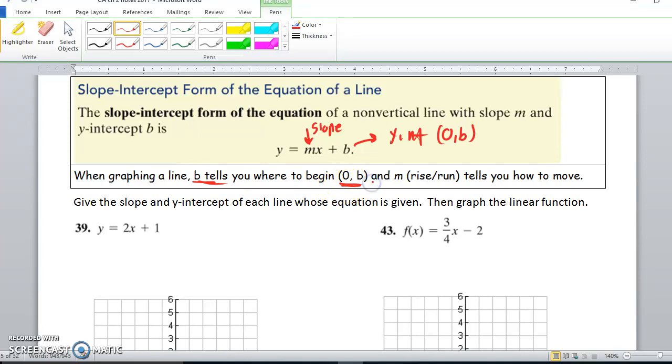So you can plot the y-intercept. And then you can use rise over run, which hopefully we're familiar with. And if not, we'll review it in just a second. So let's go ahead and try a couple of these.